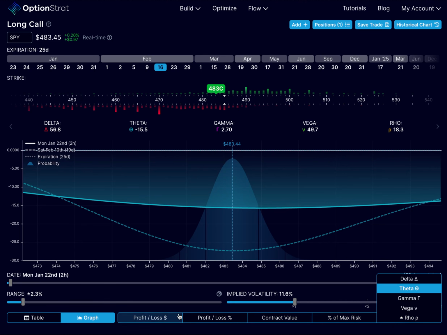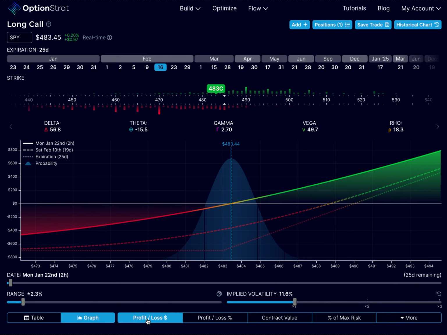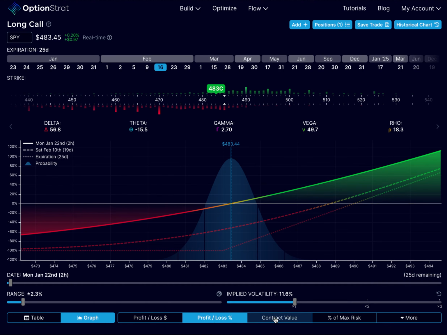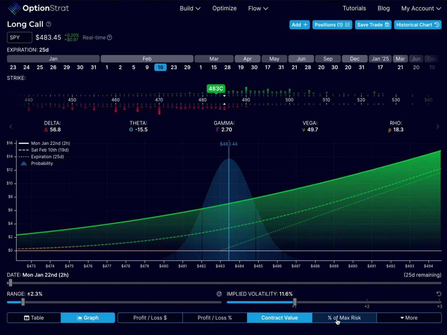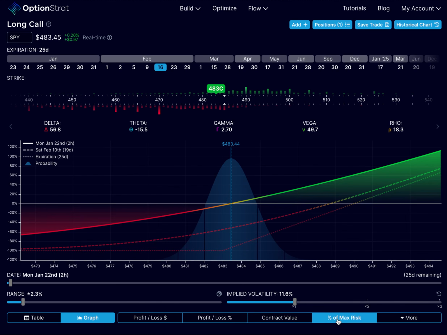And then I should also say that in the graphs tab here, we can also look at the P&L as we've been looking at. We can look at a percent. We can look at the contract value. We can look at the trade based on percent of max risk. So all of the ways that we could look at it when we were in table mode, we can also look at it here in this graph mode.